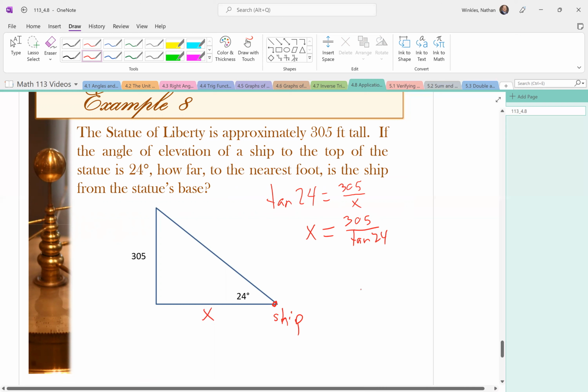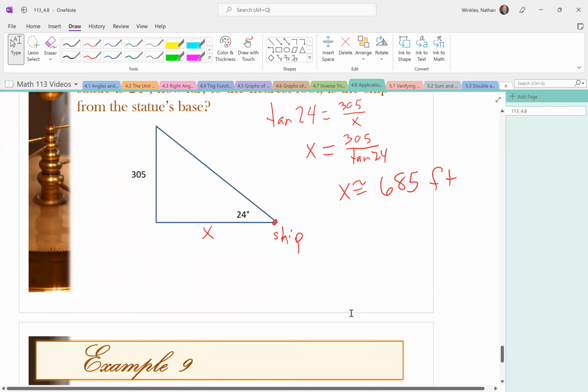So when we do that, x is approximately 685 feet. So we always got to pay attention to what we're looking for and what we're given.